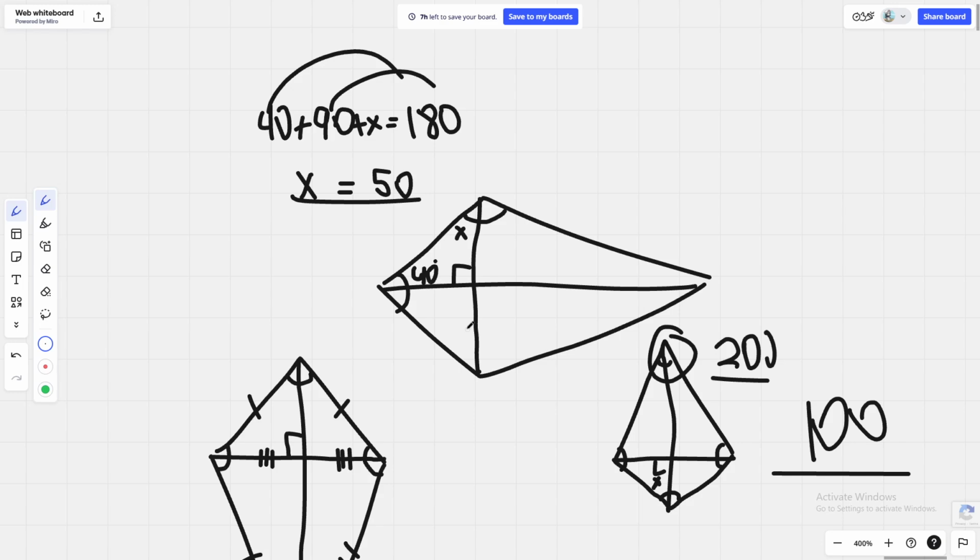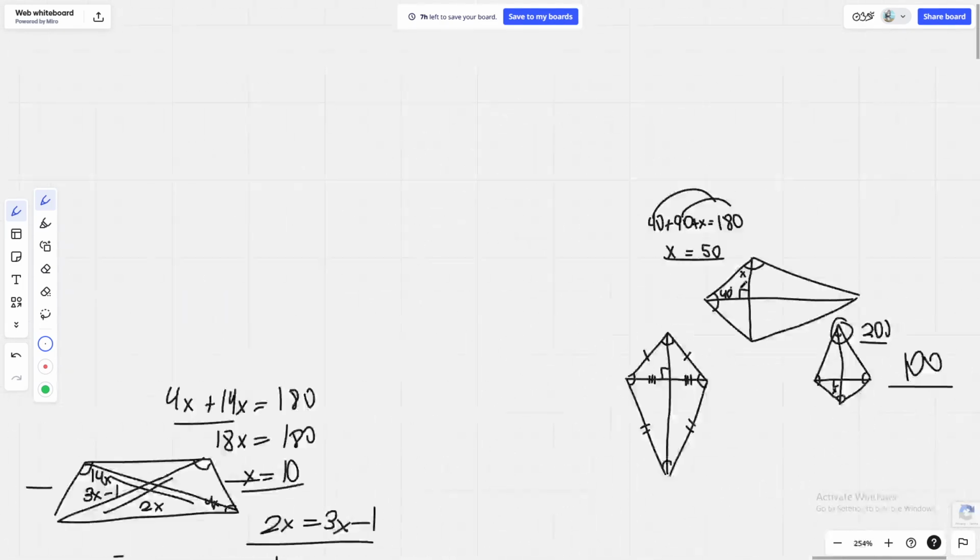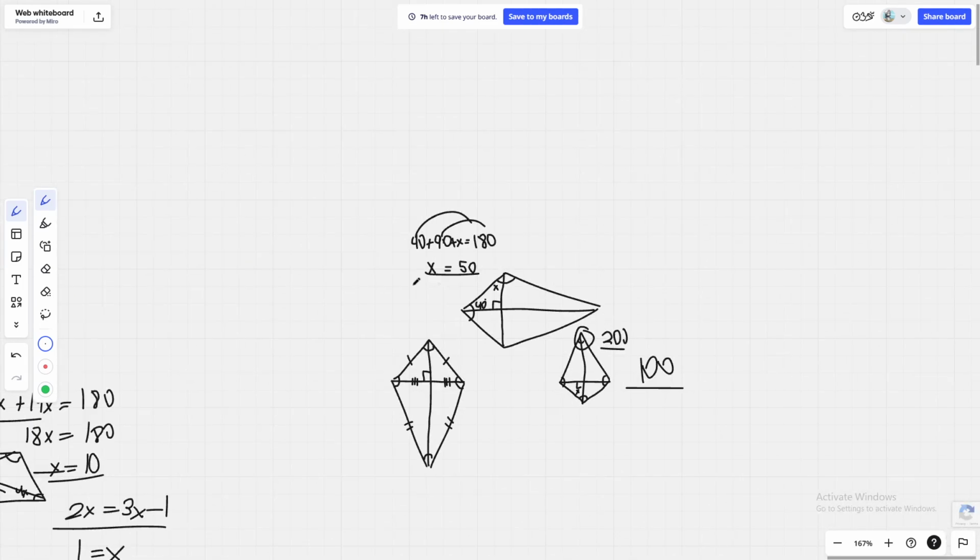And that's pretty much it for the guide.